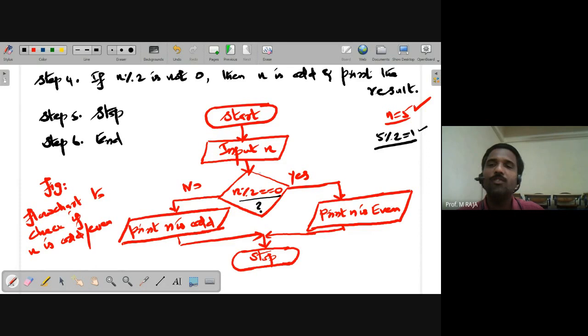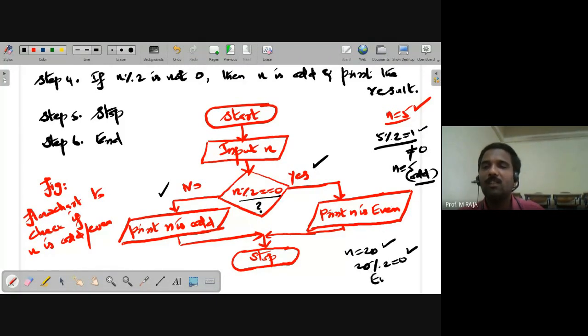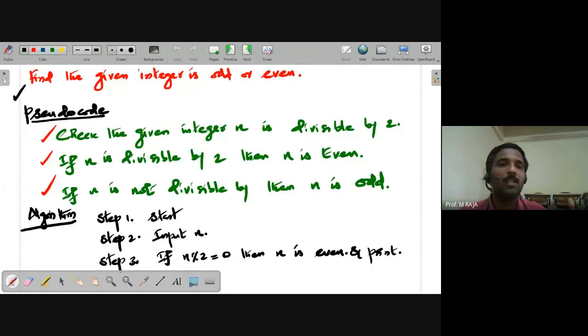So 5 mod 2 is equal to 1, which is not equal to 0. The condition is tested, and in the false part we need to print the message n is odd. So n is equal to 5 is an odd number. Suppose n is equal to 20, 20 mod 2 is equal to 0. The condition is yes. You need to print the message n is even, and you need to terminate the process. Stop.